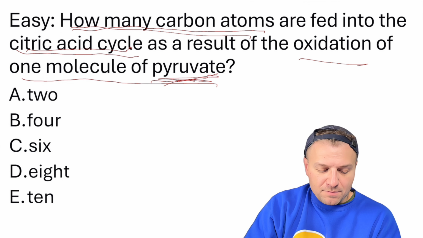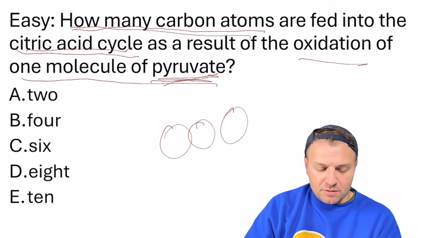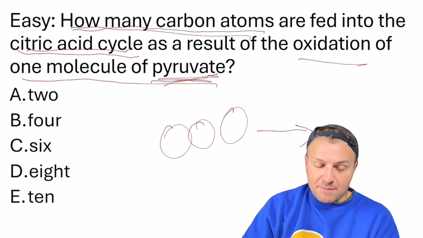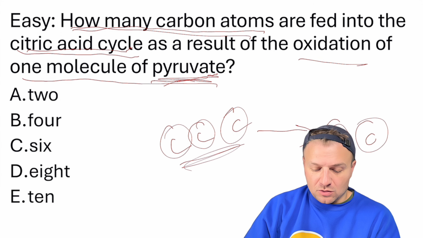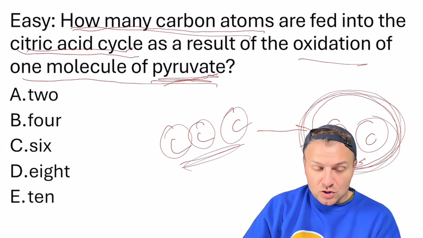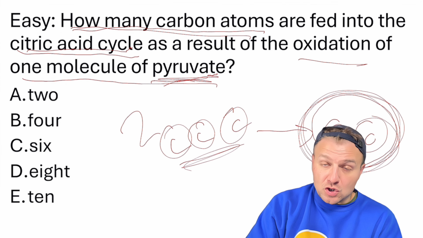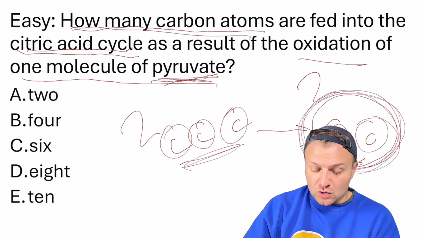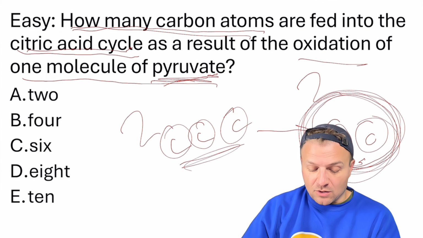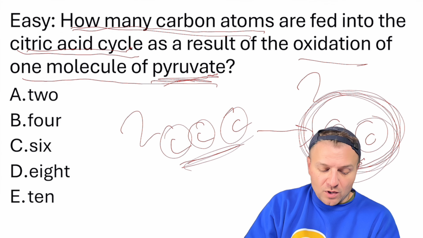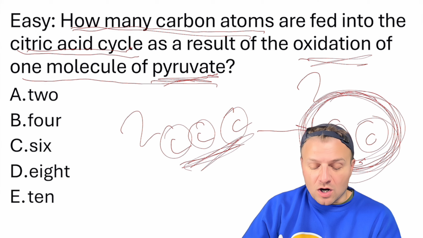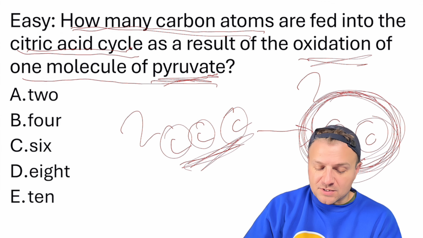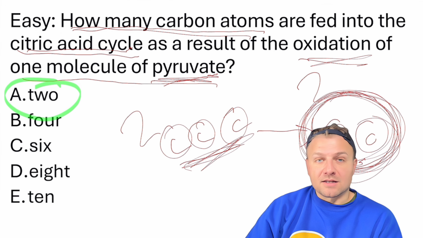So again, we only have one pyruvate. Remember that it starts out with 3 carbons. The prep step is going to break down that pyruvate and make it into something called acetyl-CoA, which only has 2 carbons. So for every pyruvate molecule, we're only giving the Krebs cycle 2 carbons. Even though technically we do get 2 pyruvates and we're going to give 2 acetyl-CoAs to the Krebs cycle, we're only talking about 1 pyruvate. So 1 pyruvate breaks down, it's oxidized, it's going to become a 2-carbon molecule that's fed into the Krebs cycle, which means A is the correct answer.